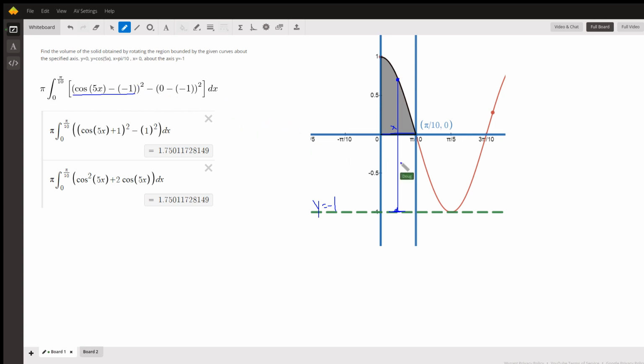Minus the inner radius, which is the distance from the axis of revolution to the inside of the region that we're revolving. And that's just going to be 0 minus a -1. Here's what that looks like simplified and even more simplified. That's what we want to evaluate right there.